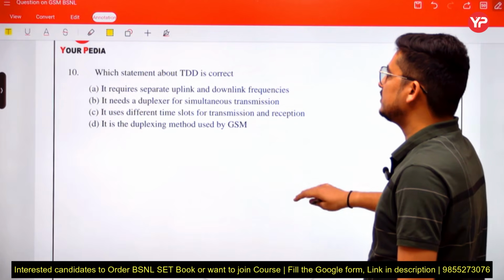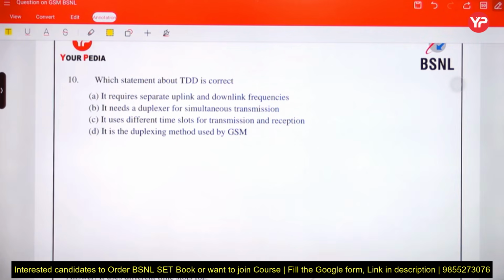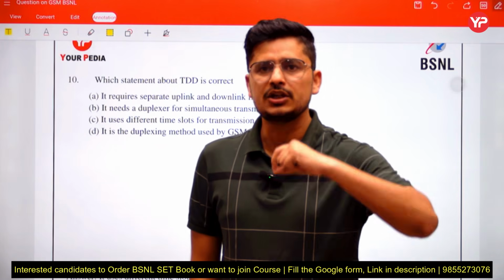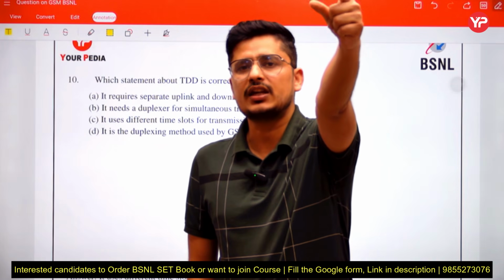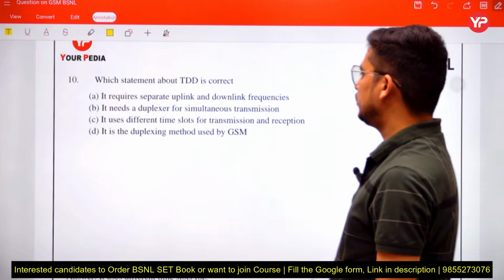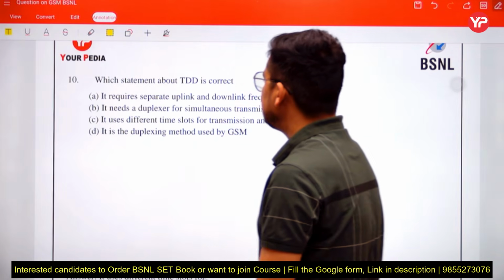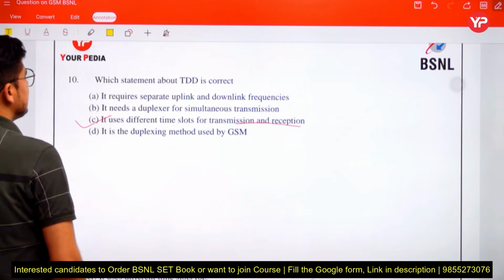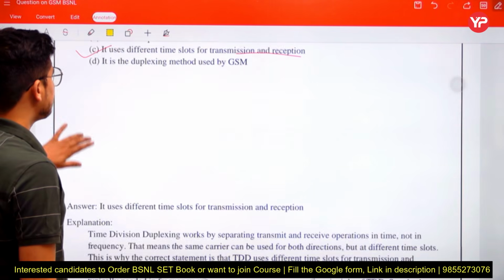Which statement about TDD is correct? When we talk about time division duplexing, we use one time slot for me to transmit towards the base station, and the next time slot for the base station to transmit information towards me. So we use different time slots for transmission and reception. So the answer will be C for this question.